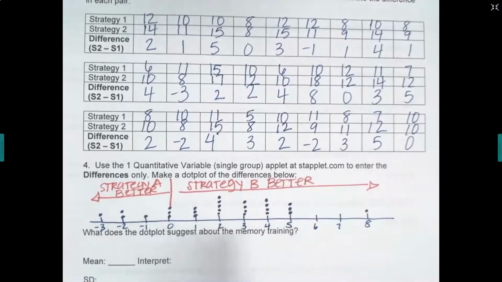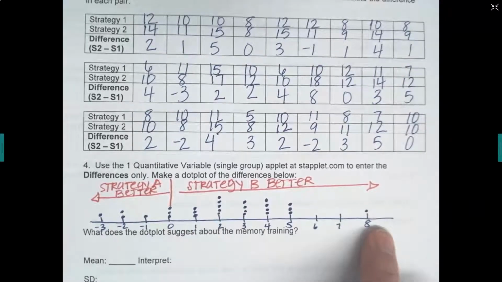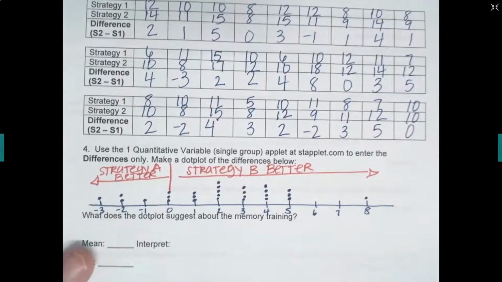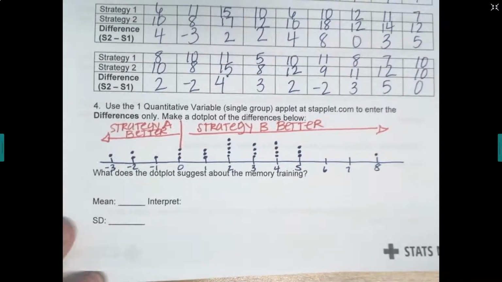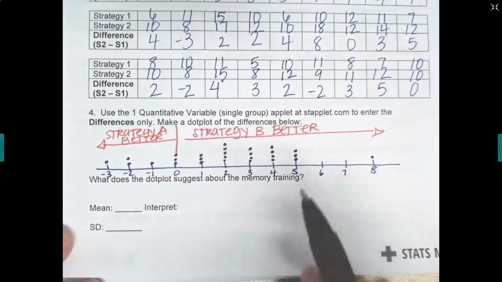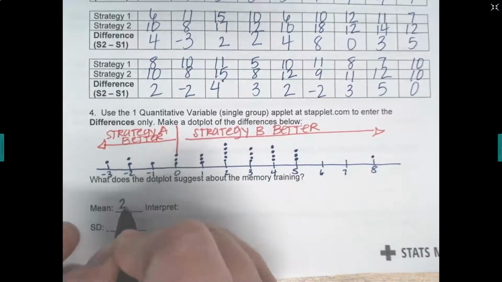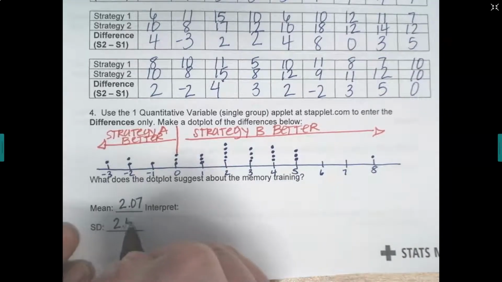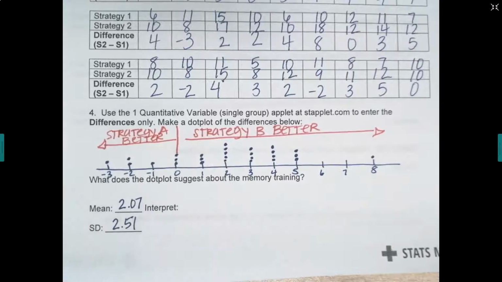So by the looks of it, a whole lot more people did better with strategy B than they did with strategy A. If you put all of these numbers in and do one variable statistics, we had a mean of 2.07 and a standard deviation of 2.51.